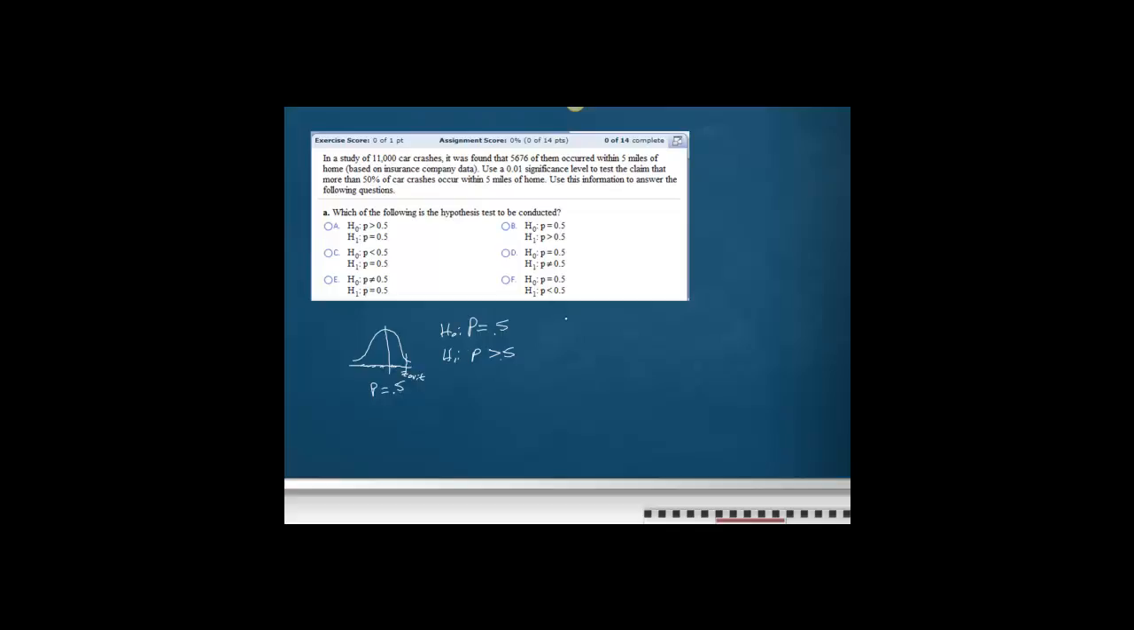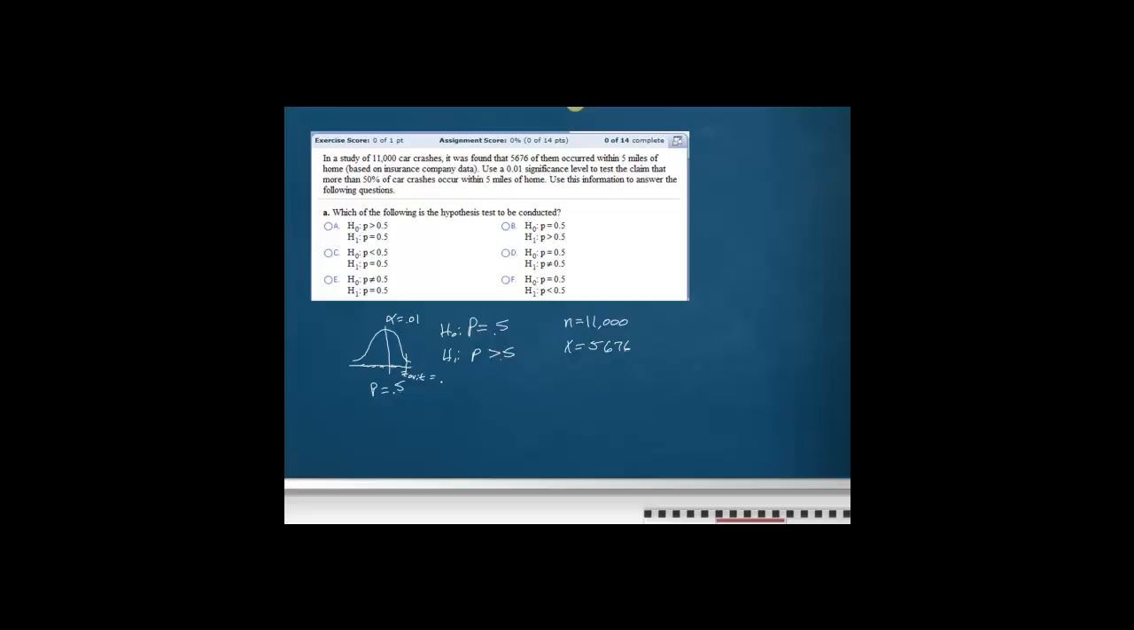So we need to write down some of this information here. We're told that the sample size was 11,000. There were 11,000 subjects in the study, and of those 11,000 crashes, X, the number that satisfy this criteria, in other words, that were within 5 miles of home, was 5,676. Now, we need to come up with a critical z value, and we will do that by looking at our significance level. It's 0.01, so alpha is equal to 0.01.